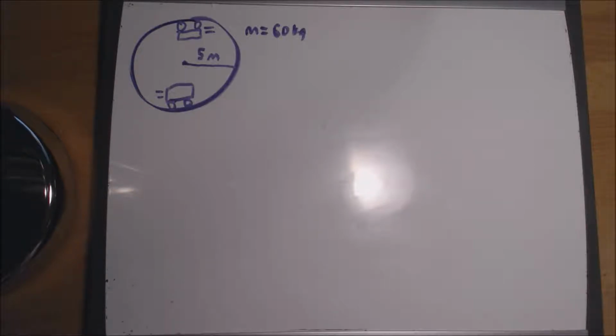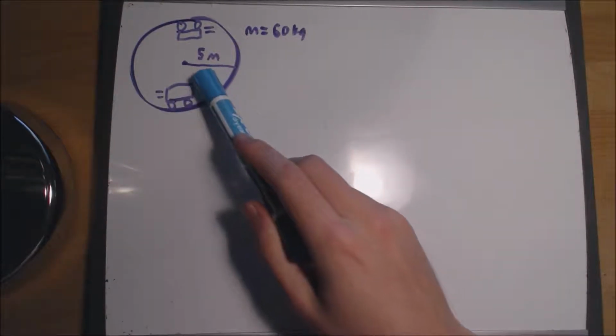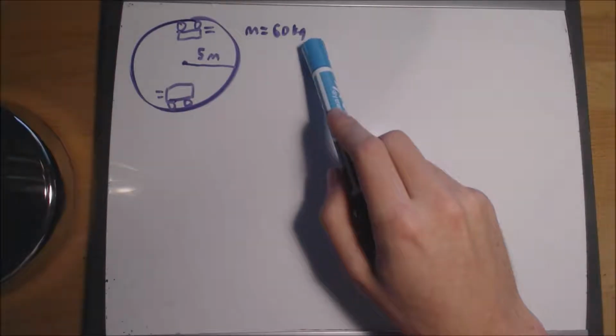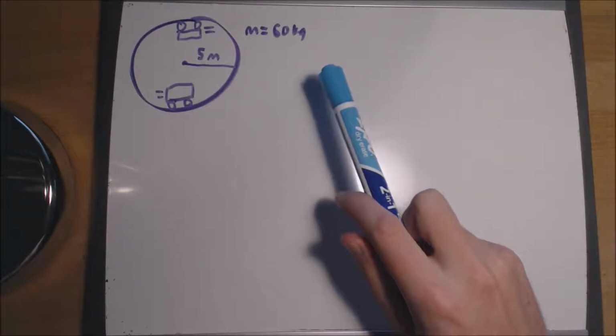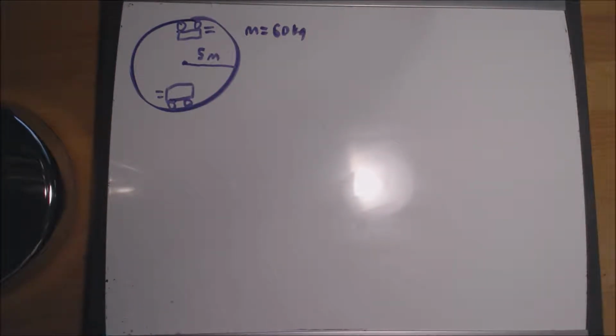This is the vertical circle assessment. In this situation, we have a car traveling around a circle. The radius of the circle is 5 meters. The mass of the driver is 60 kilograms, and he feels 3 times heavier than he does normally.